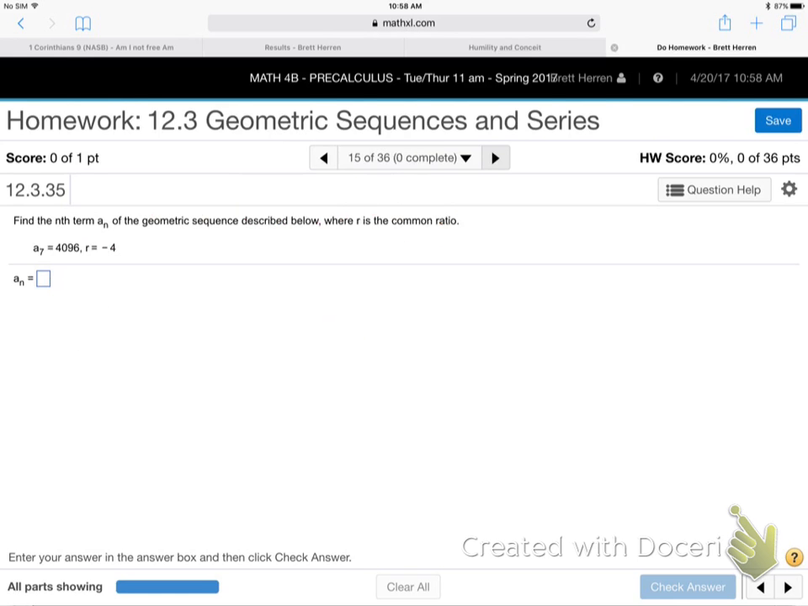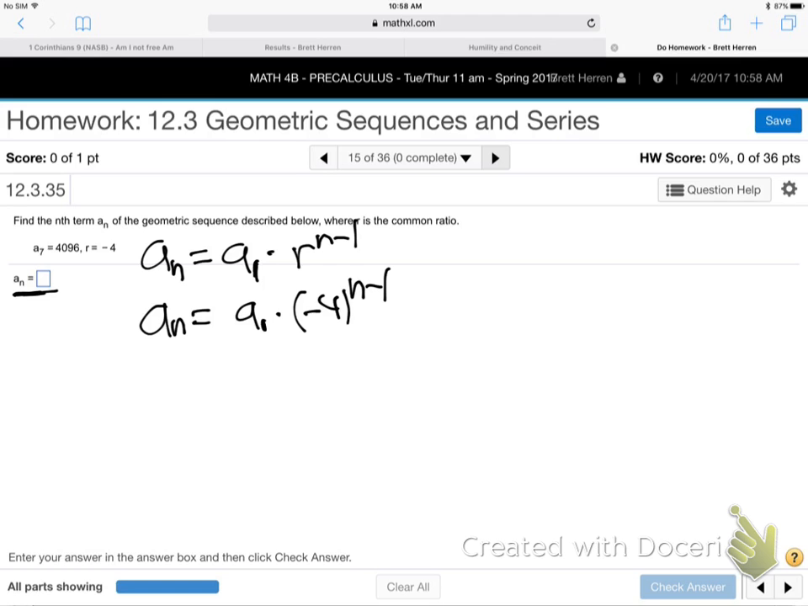All right. So now they're giving me, find the nth term, a sub n, the geometric, where r is the common ratio. So they're giving me the a7. That's weird. They're giving me the r. So this is a little different now. What they want is the a sub n formula. So let's write that. A sub n is a1 times r to the n minus 1. So they want that general formula. They're handing me the r, silver platter, no mystery with the r. That is the -4. Good so far?